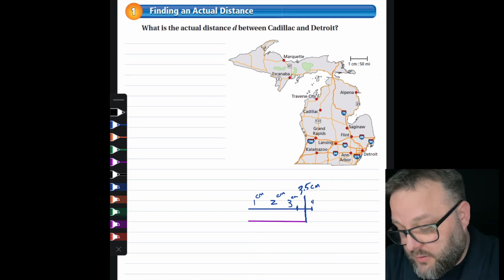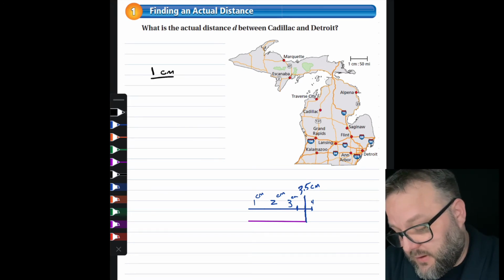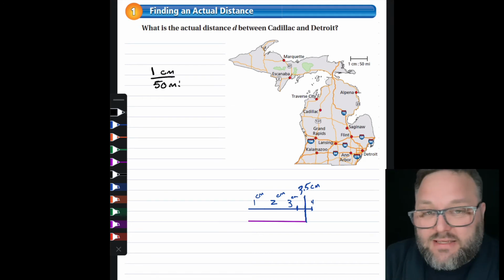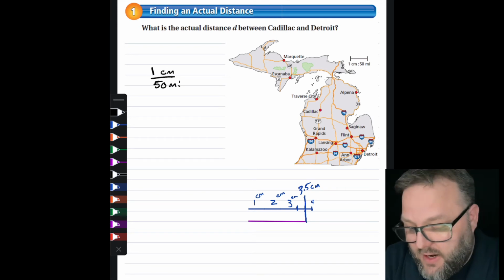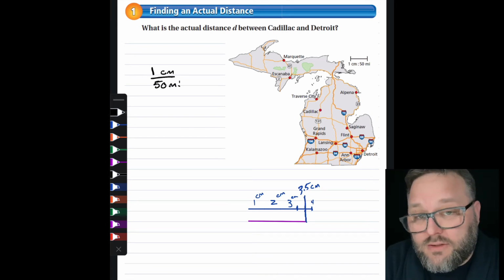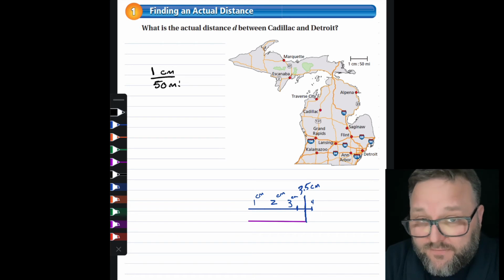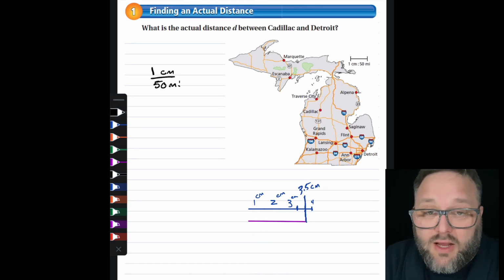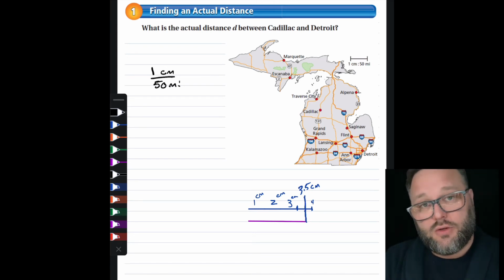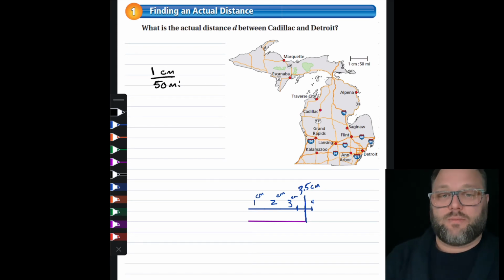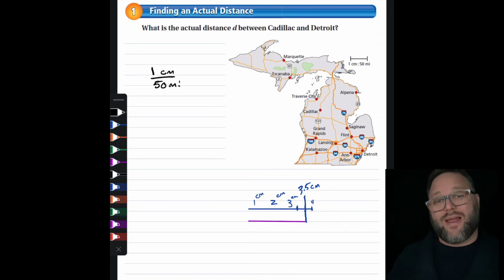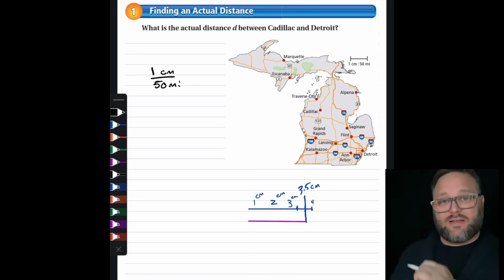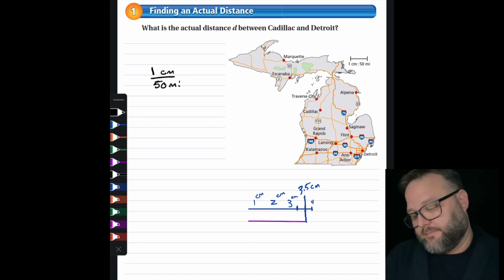All right, so what I do know is 1 centimeter equals 50 miles. Now, the reason I say equals, but I put it as a fraction, is that for every 1 centimeter on my map is 50 miles in real life. That's a ratio, folks. Even though I'm saying "is" in there, and it's usually an equal sign, it happens to be talking about 1 unit comparing to another. That word "is" turns into a fraction.